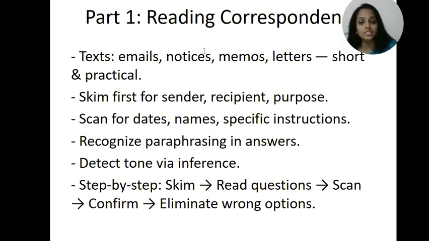The next one is eliminate wrong options. You can use paraphrase recognition also to match the answer choices. And if two answers look possible, eliminate the one that introduces an unsupported detail.